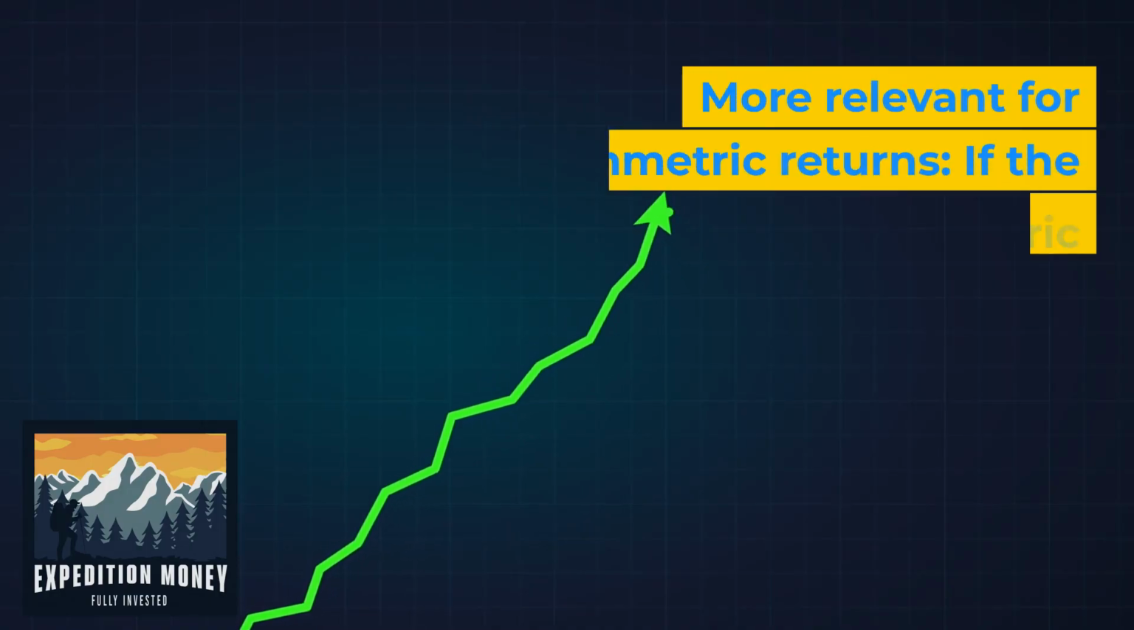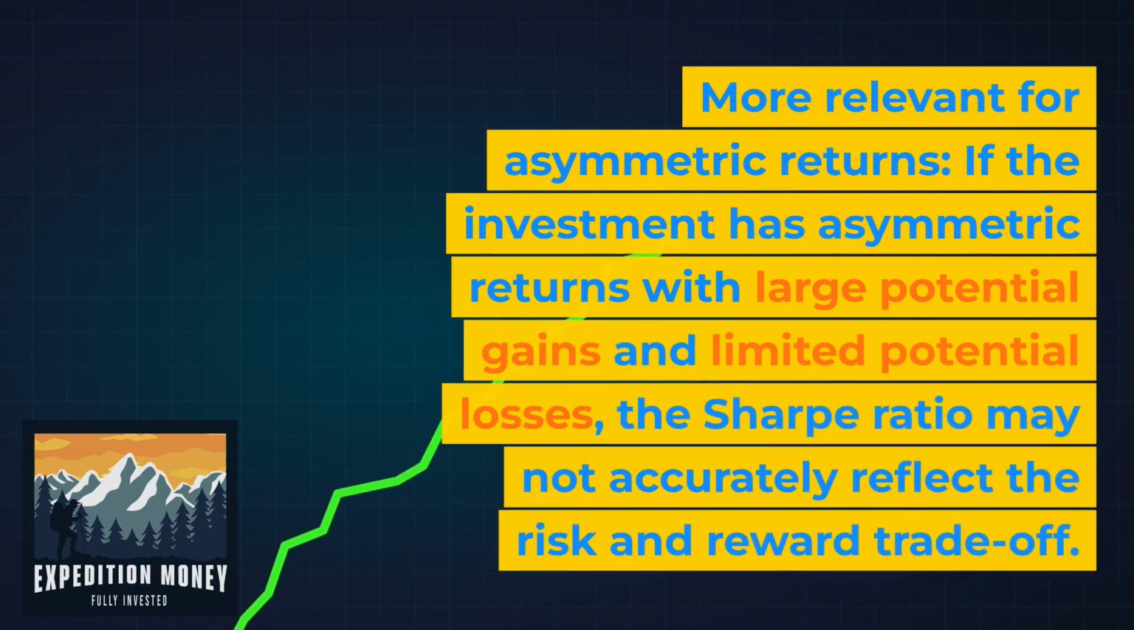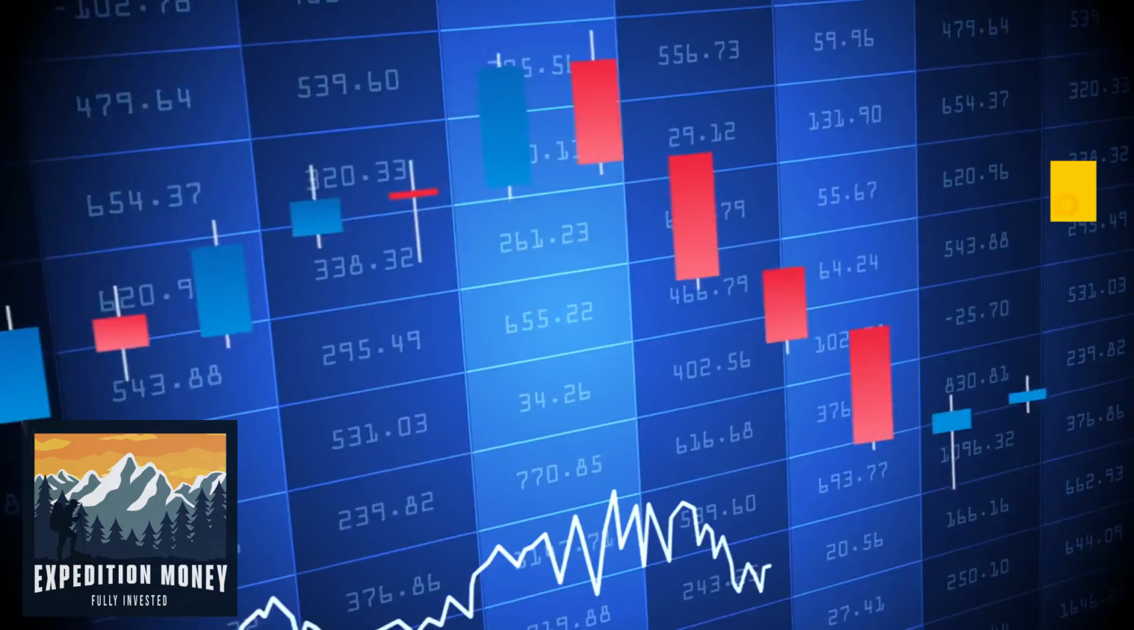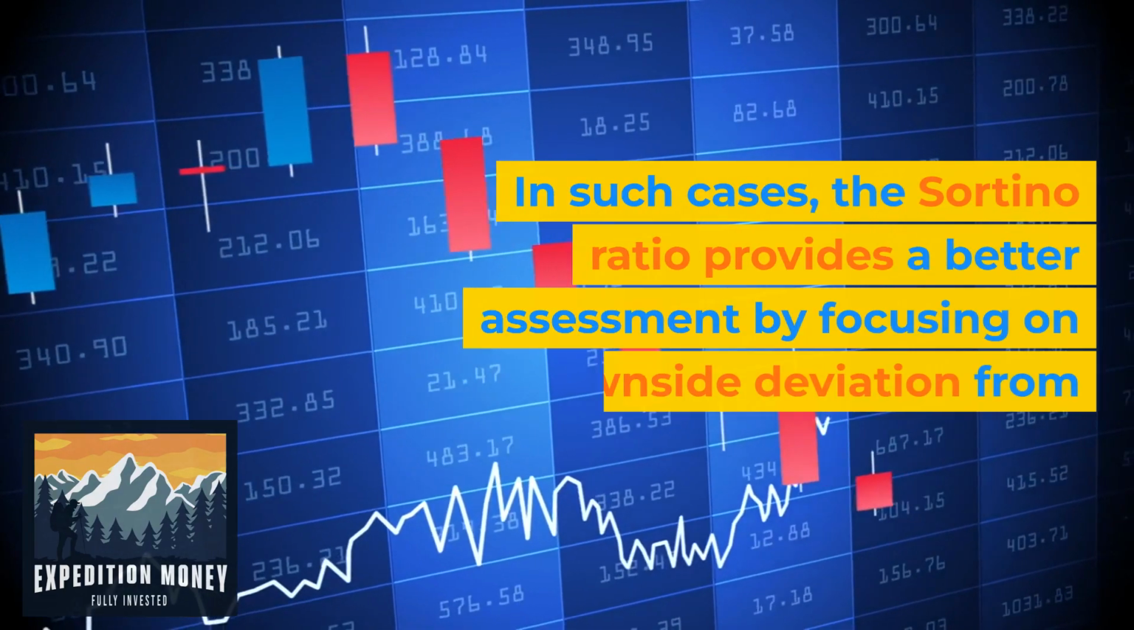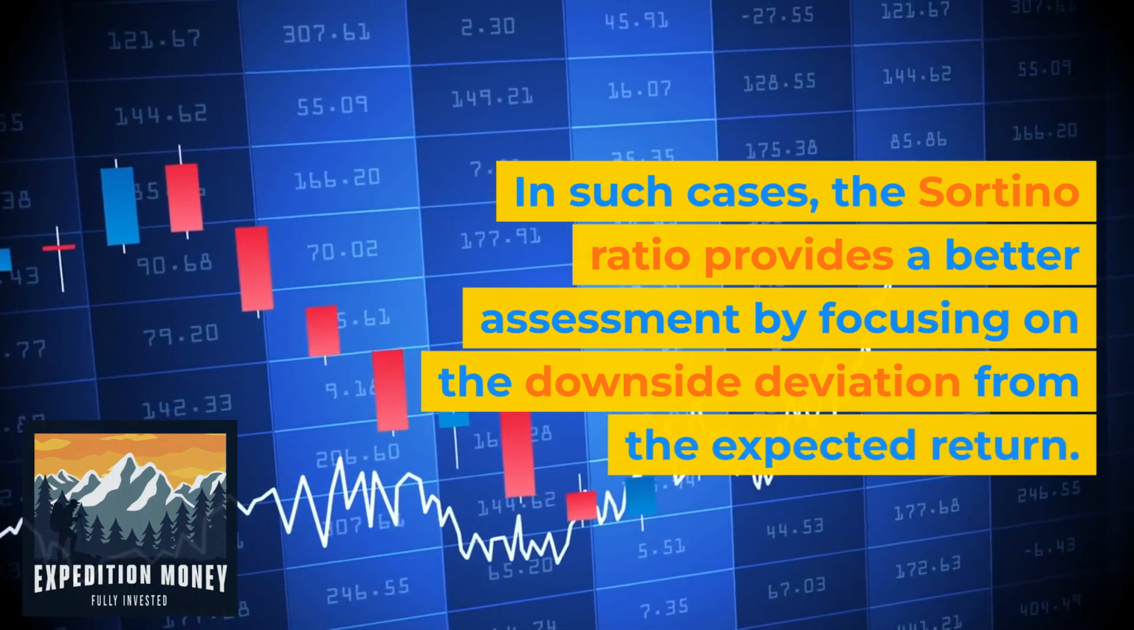2. More relevant for asymmetric returns. If the investment has asymmetric returns with large potential gains and limited potential losses, the Sharpe ratio may not accurately reflect the risk and reward trade-off. In such cases, the Sortino ratio provides a better assessment by focusing on the downside deviation from the expected return.